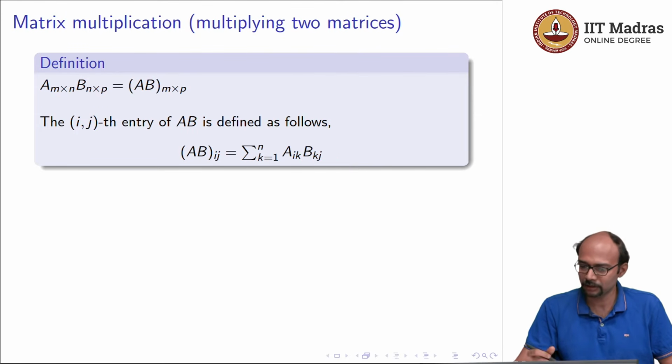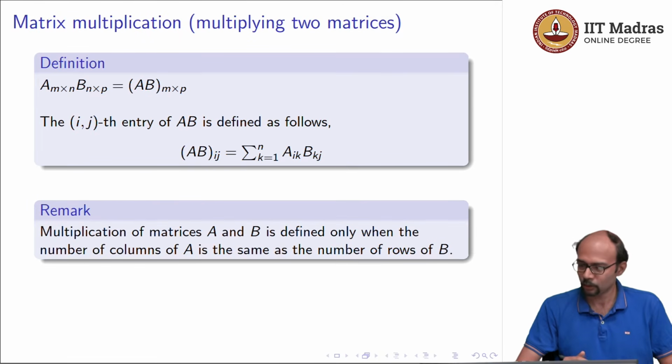Okay, so abstractly this is summation k is 1 through n a_ik times b_kj. If you find this formula cumbersome, go back to the examples, you will see it exactly matches with what we have done. Now, an important remark which I want to reiterate. The multiplication of matrices A and B is defined only when the number of columns of A is the same as the number of rows of B. Very important. Otherwise we don't define multiplication of matrices.